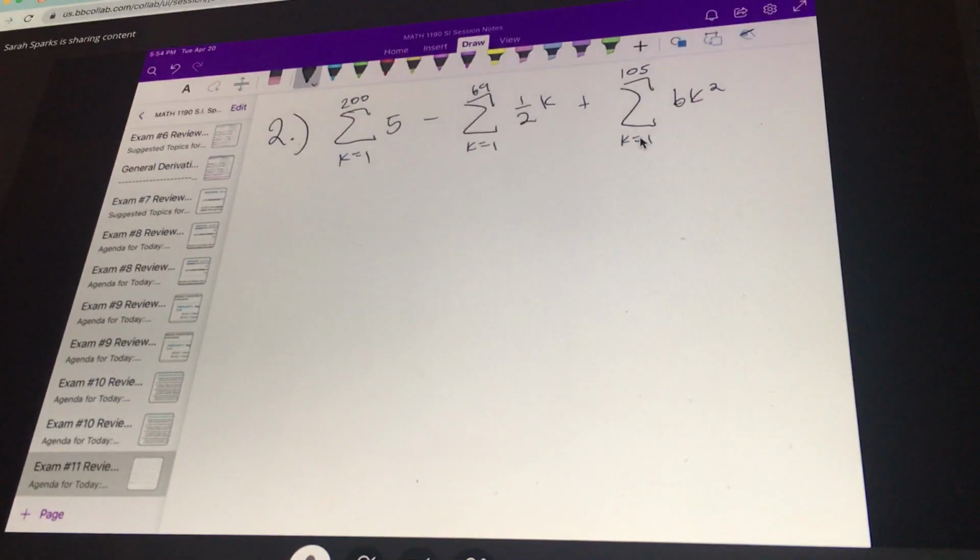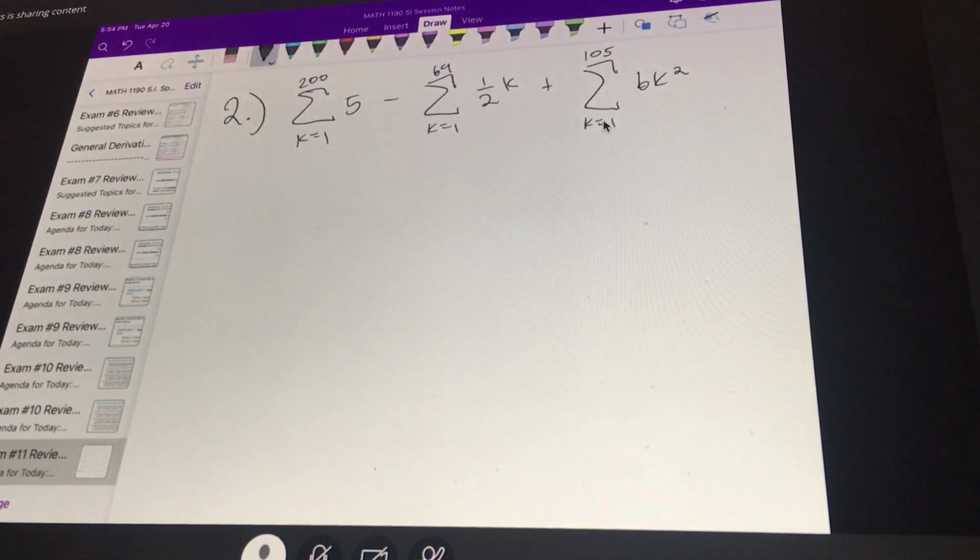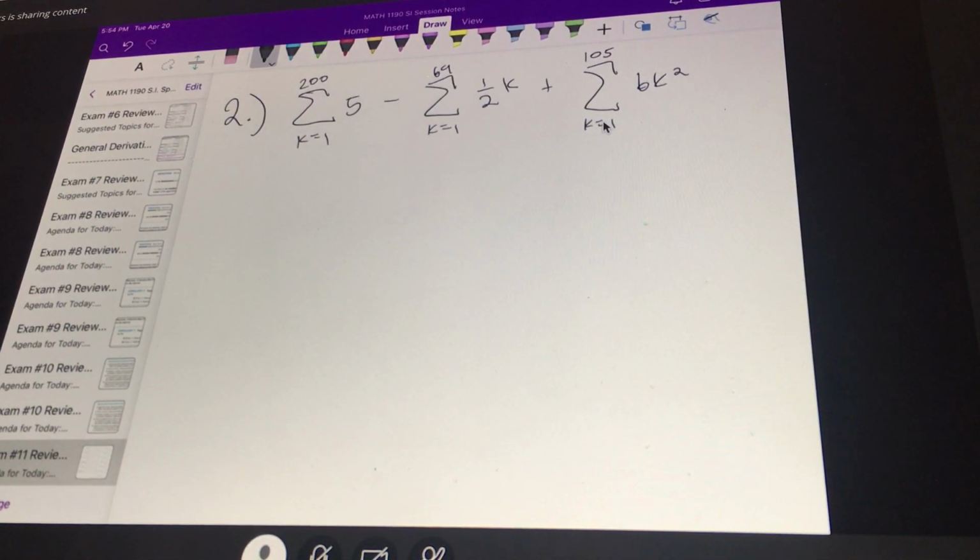This one looks a little more similar to the one he has on the practice exam. But we're going to do this the exact same way that we did the last Riemann sum problem. Again, I just want to write down, and it's probably good to write down what your formulas are, just to make sure that you don't forget them or accidentally make some dumb mistake. That's the sum of k is equal to n plus 1 over 2.